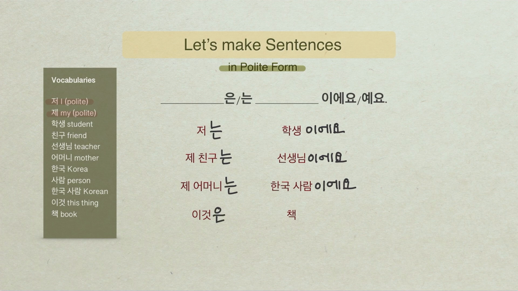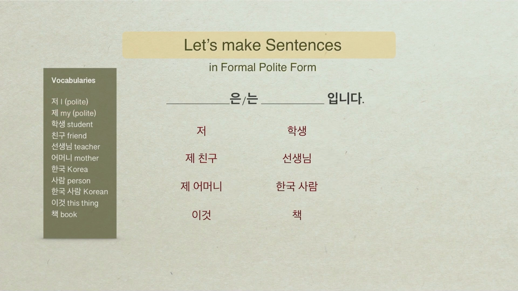이것은 책이에요. 이것은 책이에요. 이것 ends in consonant. 책 also ends in consonant.